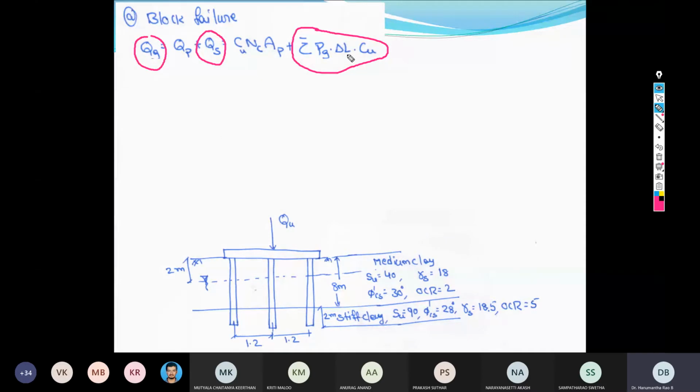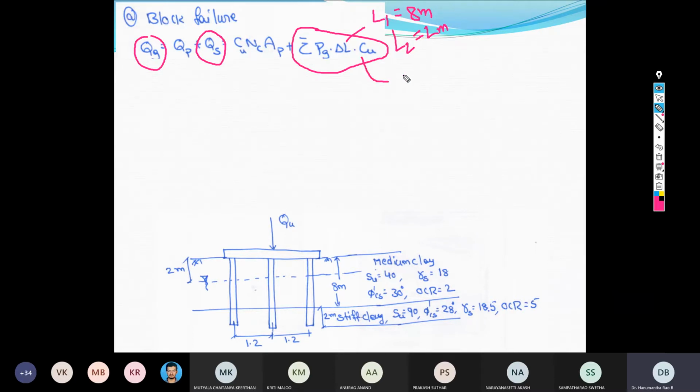Delta L is the thickness of the soil layer. Here there are two layers: L1 is 8 meter and L2 is 2 meter. L1 is medium clay, so its thickness is 8 meter, and L2 is stiff clay. Though we do not know the thickness of the stiff clay, the piles are embedded only up to 2 meters depth in it. Therefore L2 shall be considered as 2 meter.